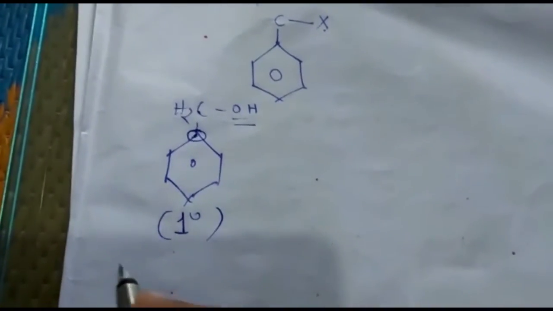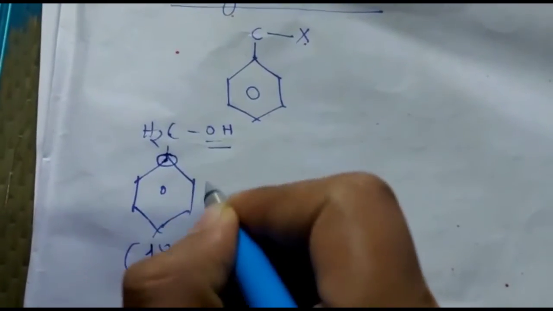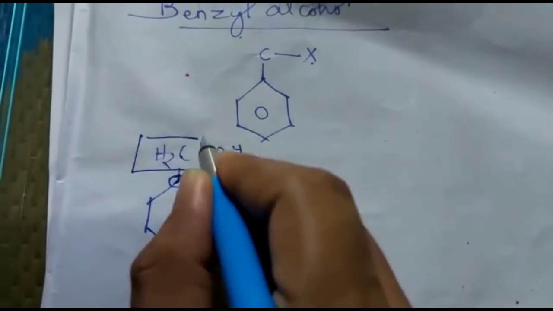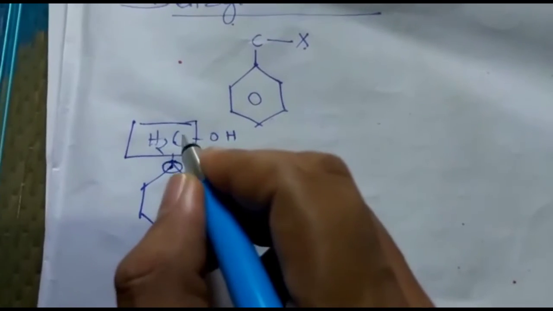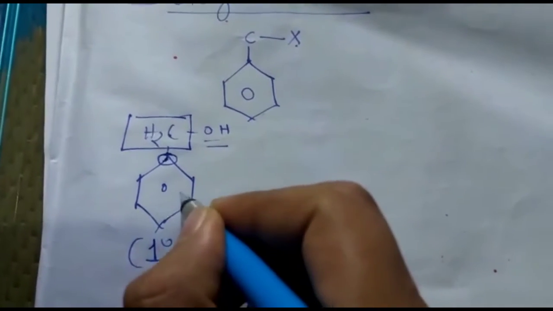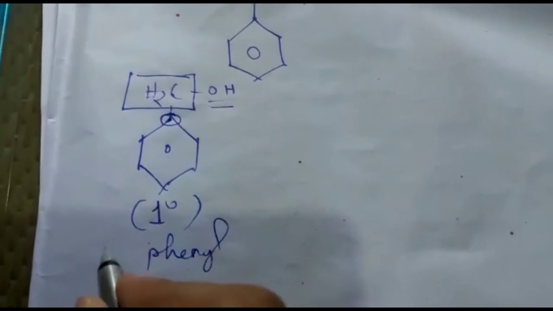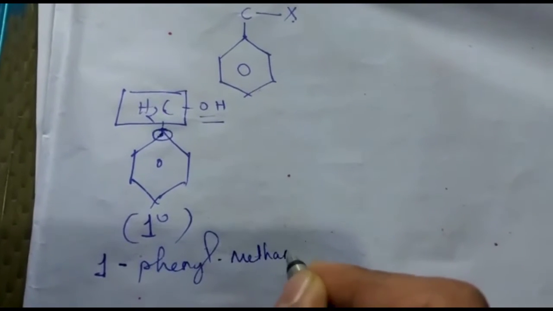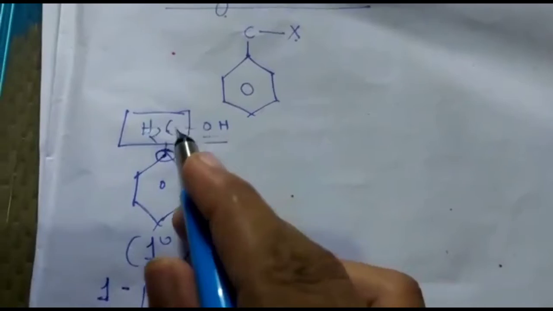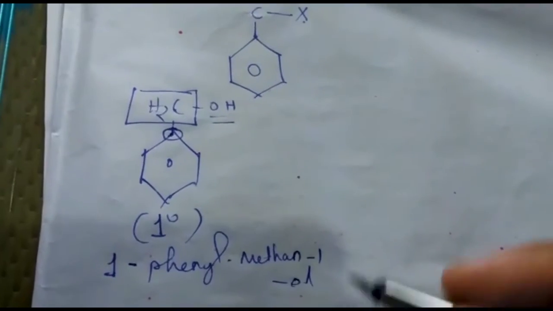And what is the IUPAC name? You can write, now your benzene ring is the substituent. Main chain is this one. As alcohol is attached with this carbon, so this carbon is the main chain carbon, and your benzene ring is substituent. When your benzene ring becomes substituent, the name of benzene ring is phenyl. The position is 1, so it is 1-phenyl and 1 carbon, so methane, 1-ol. In the first position the alcohol is present, so 1-ol. In the alcohol, the IUPAC name we write ol.